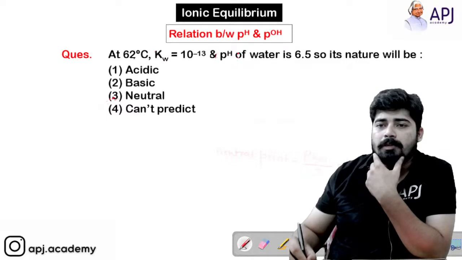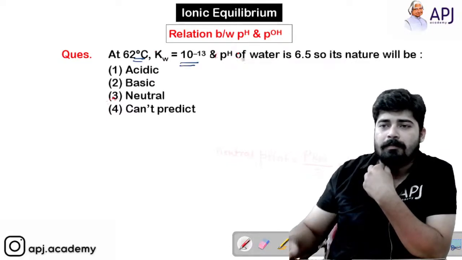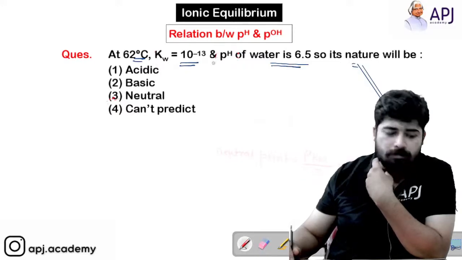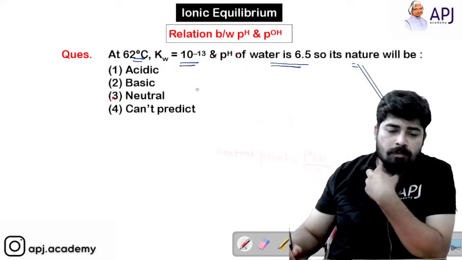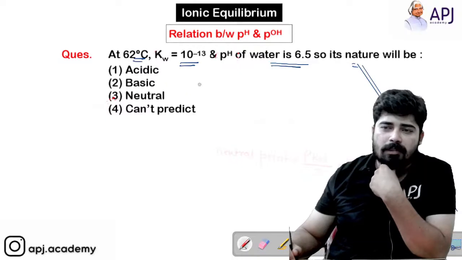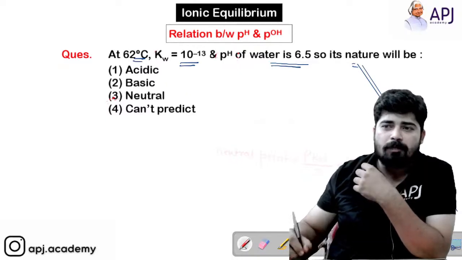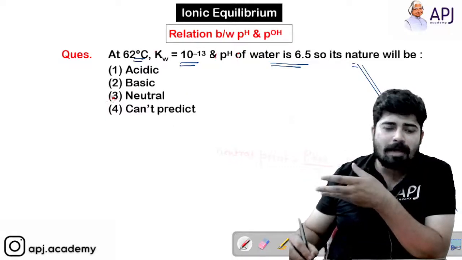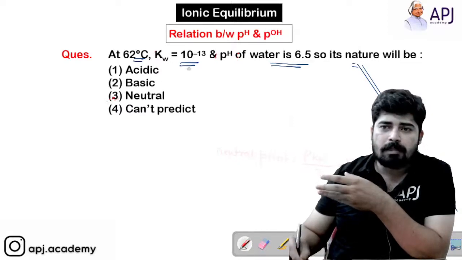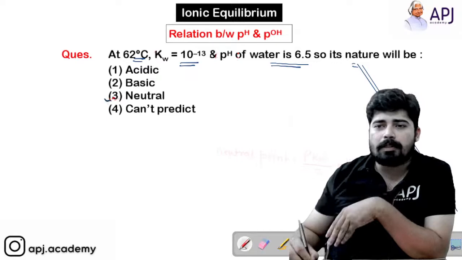At 62 degrees Celsius, Kw is equal to 10 raised to minus 13, pH of water is 6.5, so its nature will be? So we know that whenever the pH of water is asked, whether it's 6.5 or any value, the pH of water is neutral. Okay, the pH of water is always neutral.